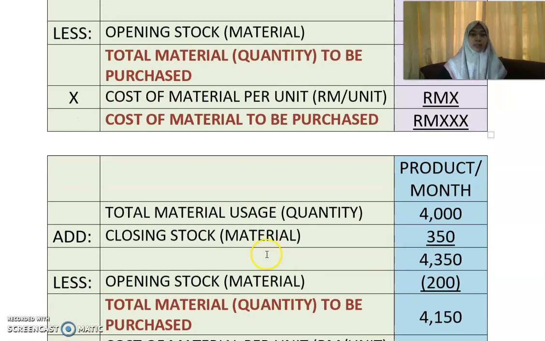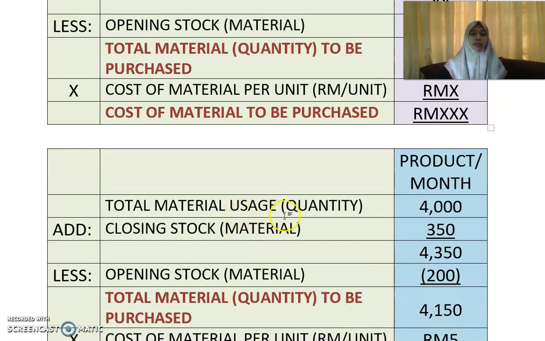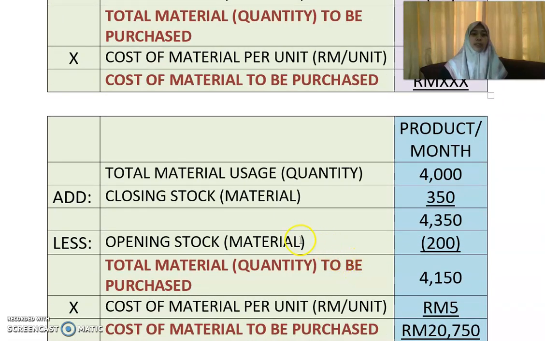Okay, just take for example just now, your total material usage, for example, in terms of the quantity, how many units that you want? You want 4,000 units. Do you have any opening stock or closing stock of that fabric or of that cotton fabric? Okay, so if you have, for example, your closing stock, so the closing stock that you want is 350. So you have to add your closing stock, 4,000 plus 350, that becomes 4,350. If you have any opening stock in your store, so that will be, let's say it is 200, you have opening stock of 200, so 4,350 minus your opening stock of 200, that gives you 4,150.